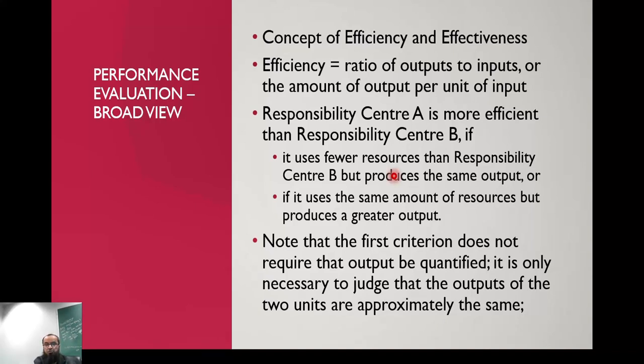Efficiency, the book author maintains, is usually a means of comparison over two cost centers, two different departments. For example, we can say Department A is more efficient than Department B if it uses fewer resources than responsibility center B but produces the same output. So the output, the numerator, is the same, or it uses the same amount of resources, the denominator is the same, but the output is more.